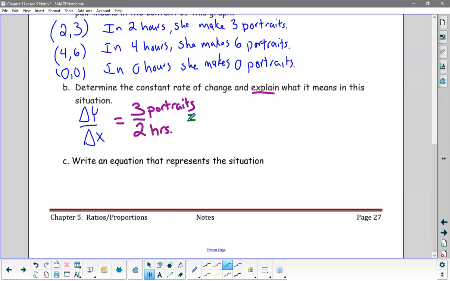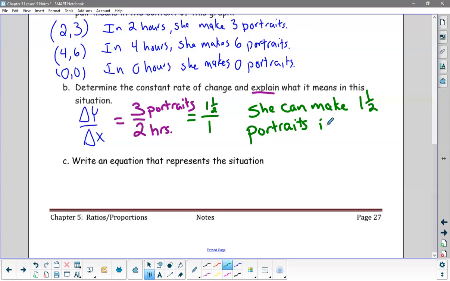And if I wanted to, you could reduce this. 3 divided by 2 is 1.5, right, over 1. You put that in your calculator. So you could use either set of numbers. So if I had to explain this, she can make 1.5 portraits in 1 hour. Right. Could I have left it as 3 over 2? Yeah, then it just would have said she can make 3 portraits in 2 hours.